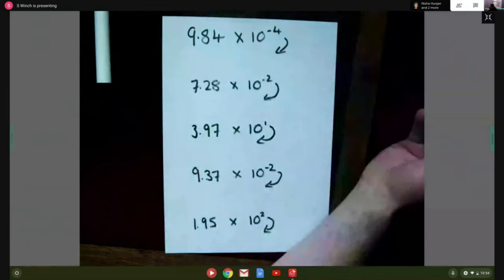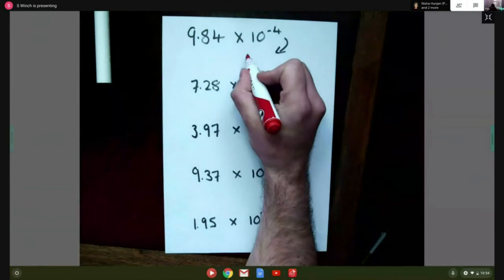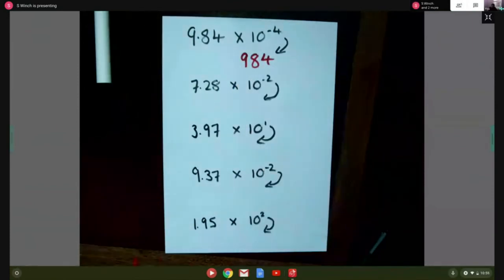9.84 times 10 to the power of minus 4. So I know the number. 9.84 times 10 to the power of minus 4 is 0.001.